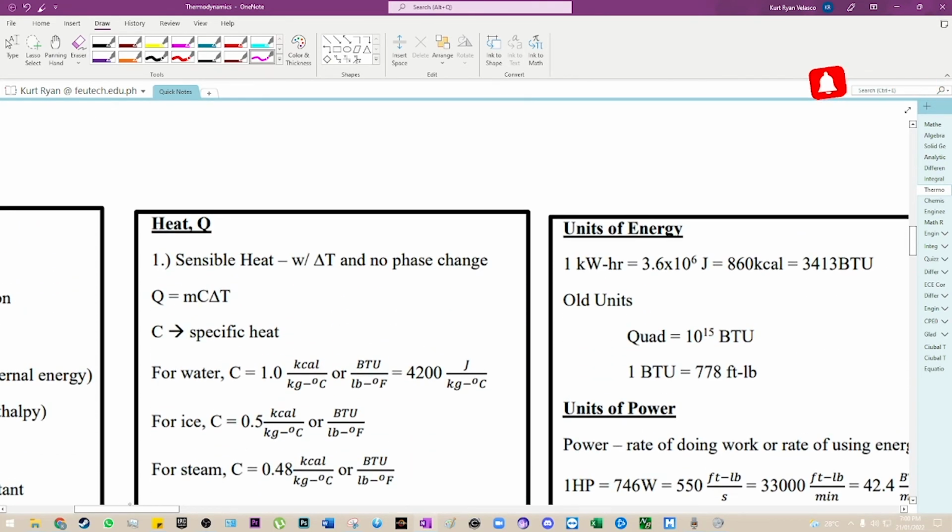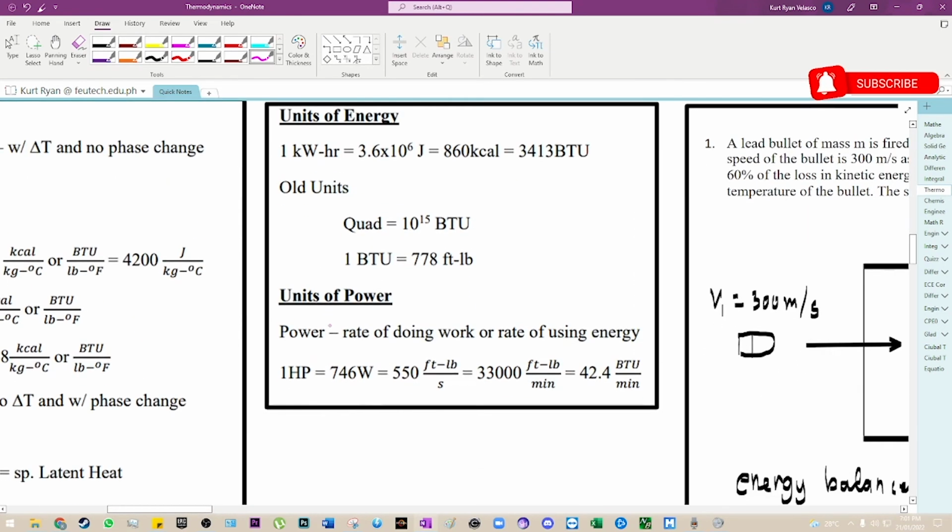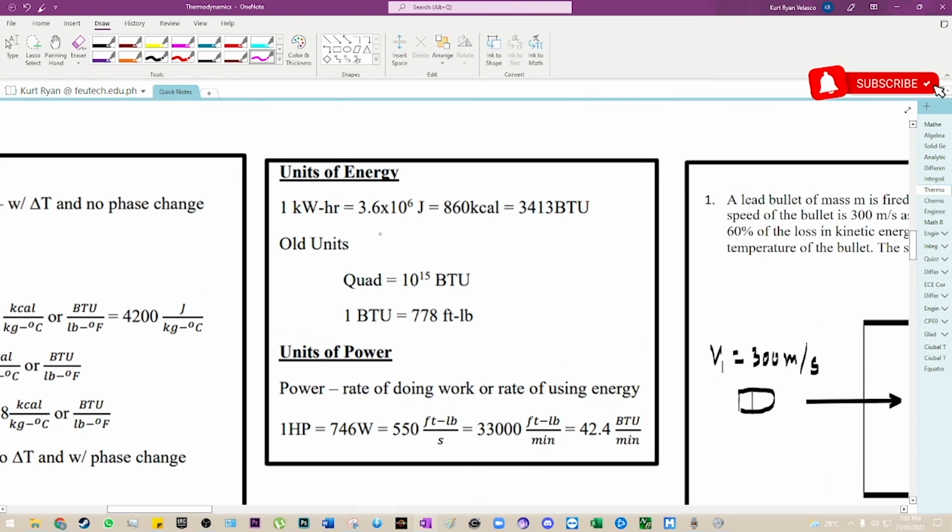Now we have here units of energy. These are some conversion factors. 1 kilowatt hour is equal to 3.6 times 10 raised to 6 joules, or 860 kilocalories, or also equal to 3413 BTU. Now we have here other units. These units very seldom appear in problems, however, I will also discuss them. A quad is equal to 10 raised to 15 BTU, and 1 BTU is also equal to 778 foot-pounds.